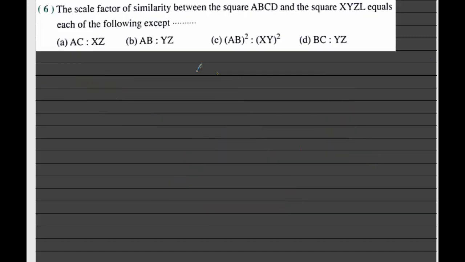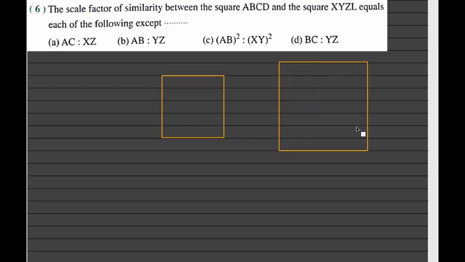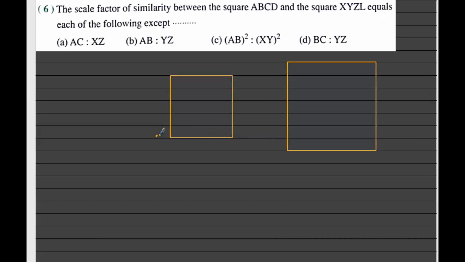Question number 6. The scale factor between the square ABCD and the square XYZL equals each of the following except. Okay. First, I'll draw the two squares here. We have the first one, and the other. We have here A, B, C, D, and the other is X, Y, Z, L.